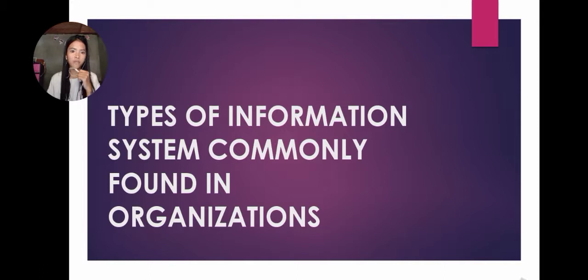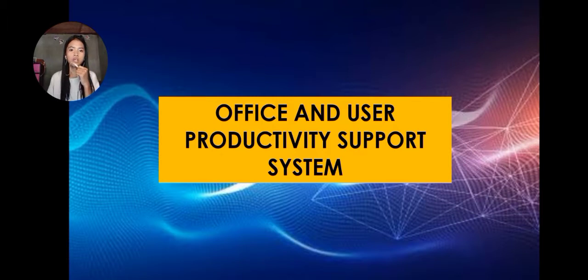Information systems commonly found in organizations. This topic consists of three subtopics: the office and user productivity support system, the decision support system, and the transaction processing system. I am going to discuss this topic and these subtopics. So let's start.